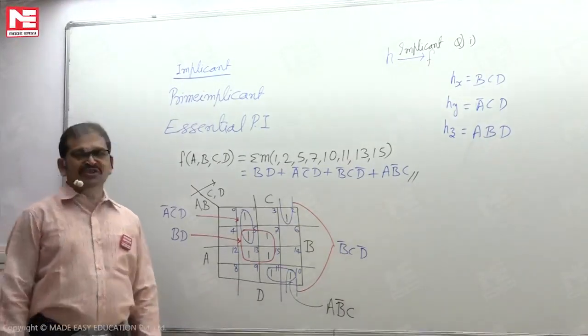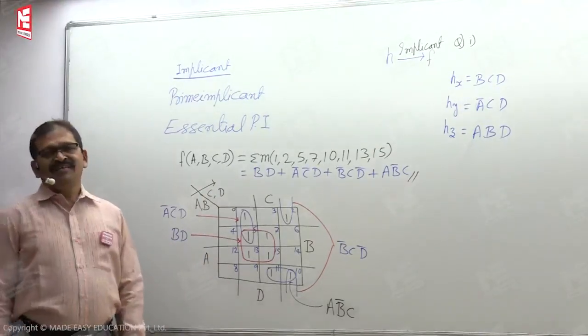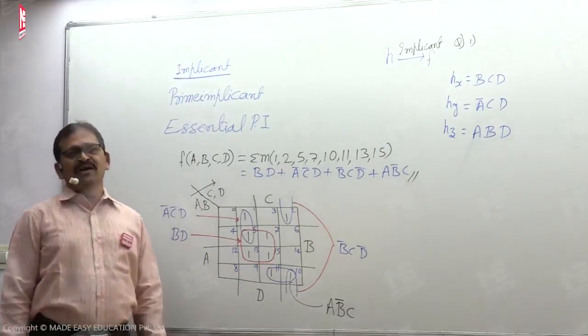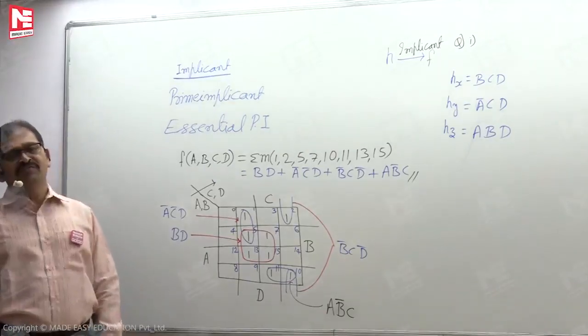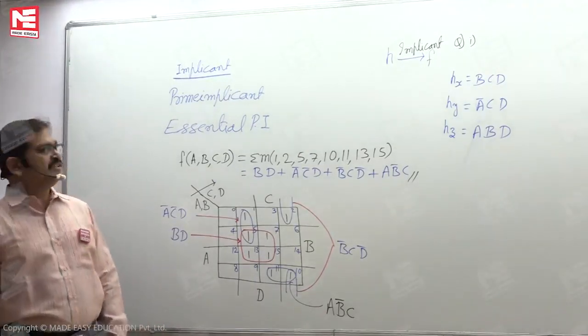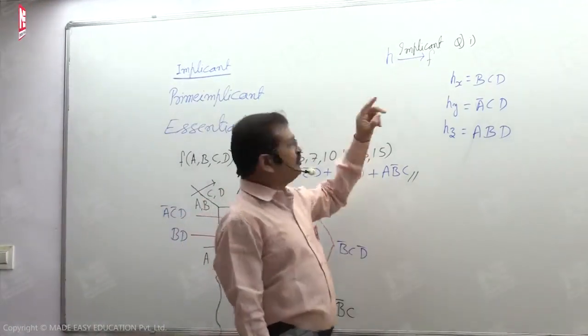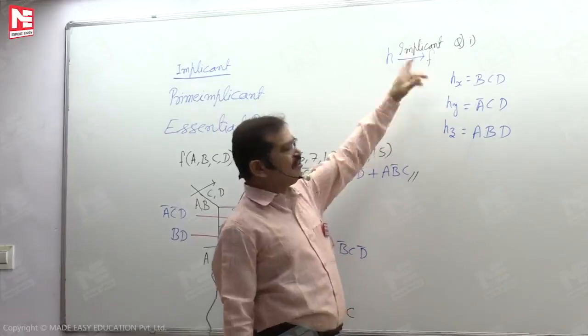let us see the statement of the implicant. For a given Boolean function, a product we name as an implicant of the given function if the function f is covering the product h. As and when the function f is covering the product h, then h is said to be an implicant of the function f.